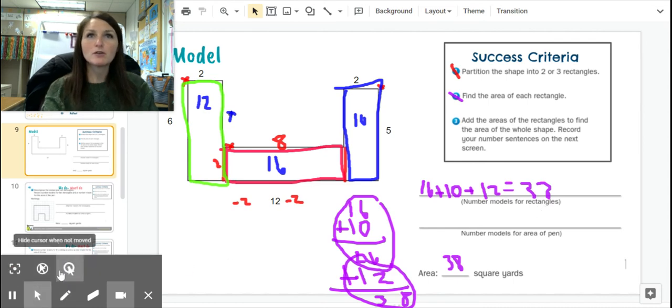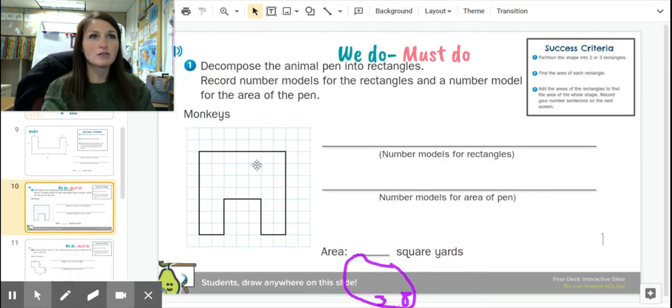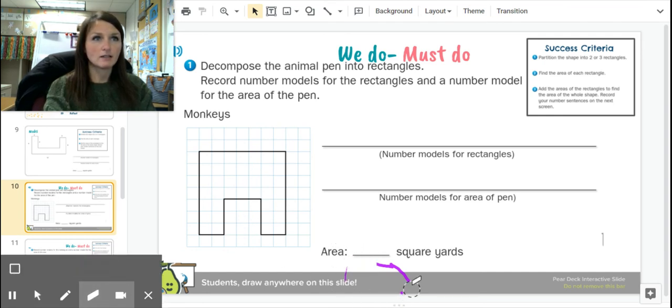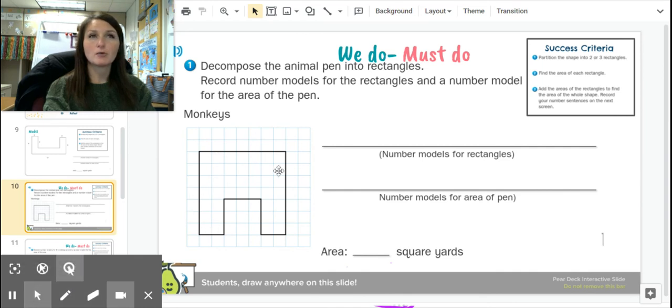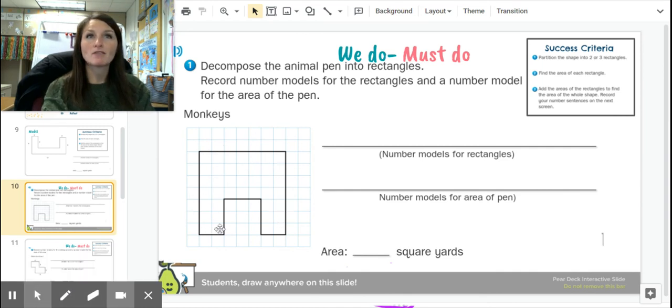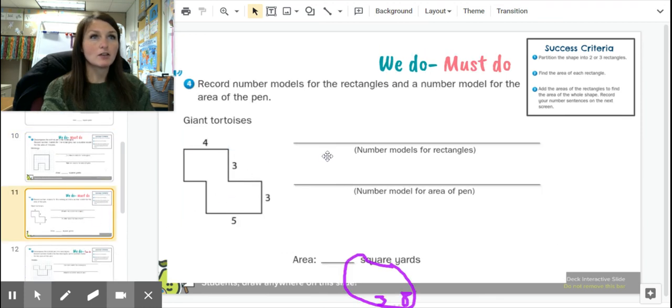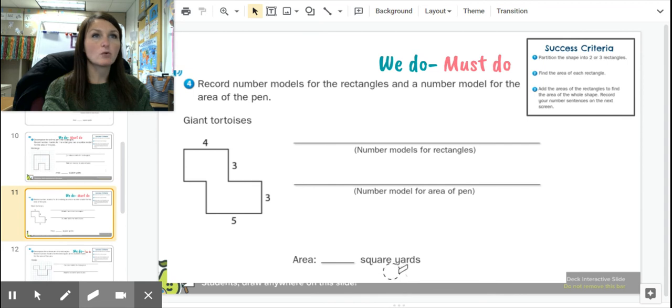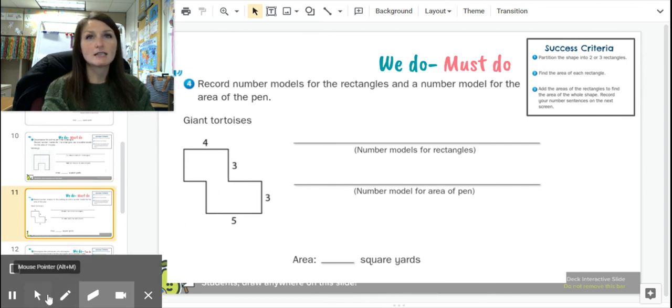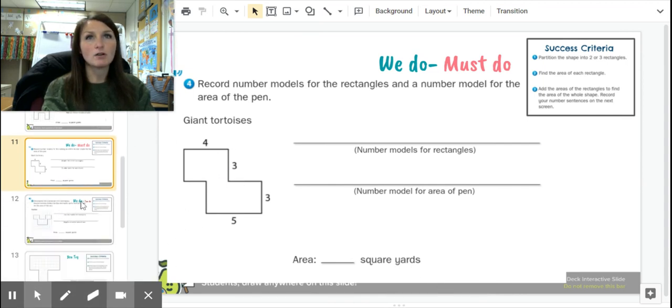All right, so now you guys are going to practice this. As you can tell here, you can see that you have this shape, and this time it's easier because you have the boxes. You don't have to add or subtract anything. Here you can just count them. Write your number models, and then write your area. Same thing here. This one though is a little different because it's like the one I just did. I want you to try it and see if you can do one without the boxes.